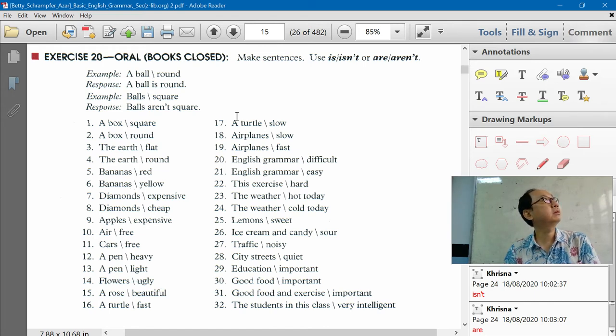is it hot? No, not really. It is not hot today. The weather is cold? It's cool actually, but not cold. Yeah, the weather is not cold. It's not hot, it's not cold, but it's cool. Lemons are sweet? No, usually lemons are not sweet. Lemons are not sweet. Ice cream and candy are not sour.